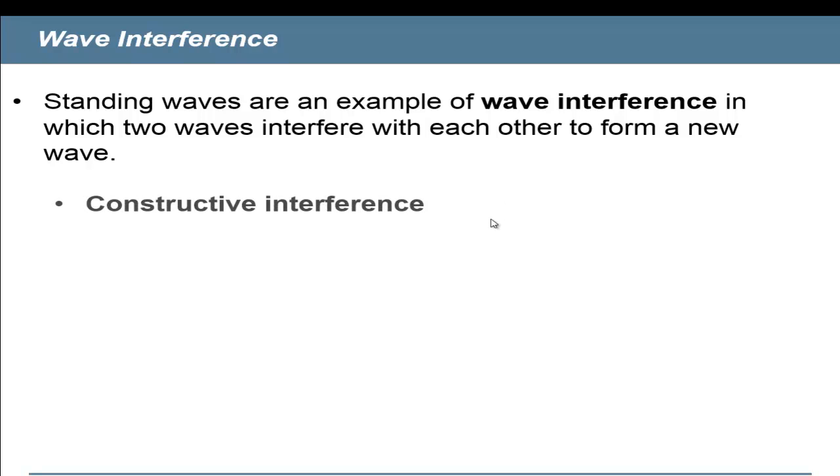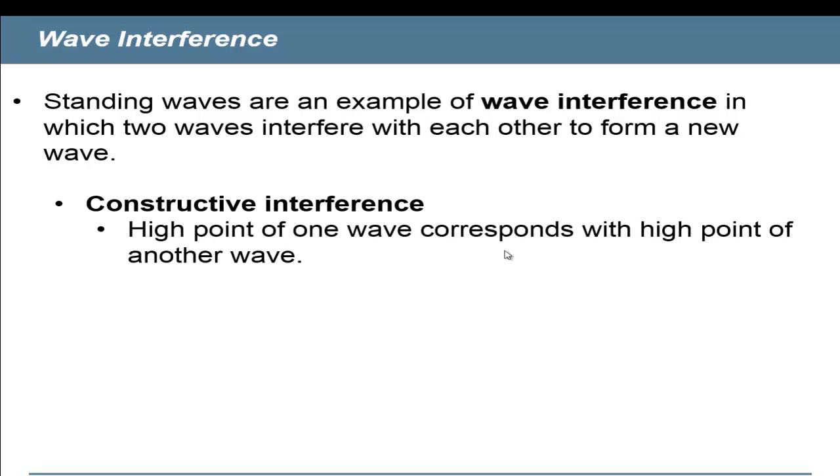First, we have constructive interference, in which the wave is constructed to be larger. So the high point of one wave corresponds to the high point of another wave. That would be constructive interference. This is where we get our antinodes in a standing wave. The result is then a higher amplitude wave between the two.